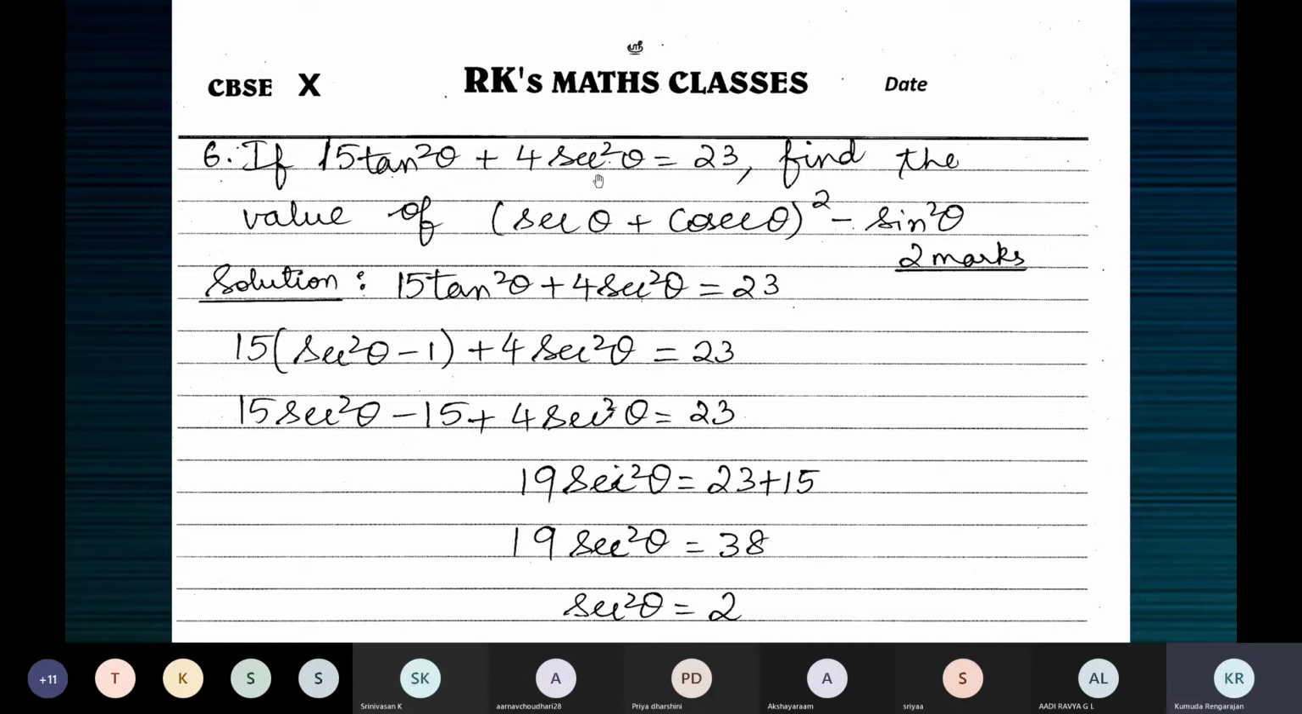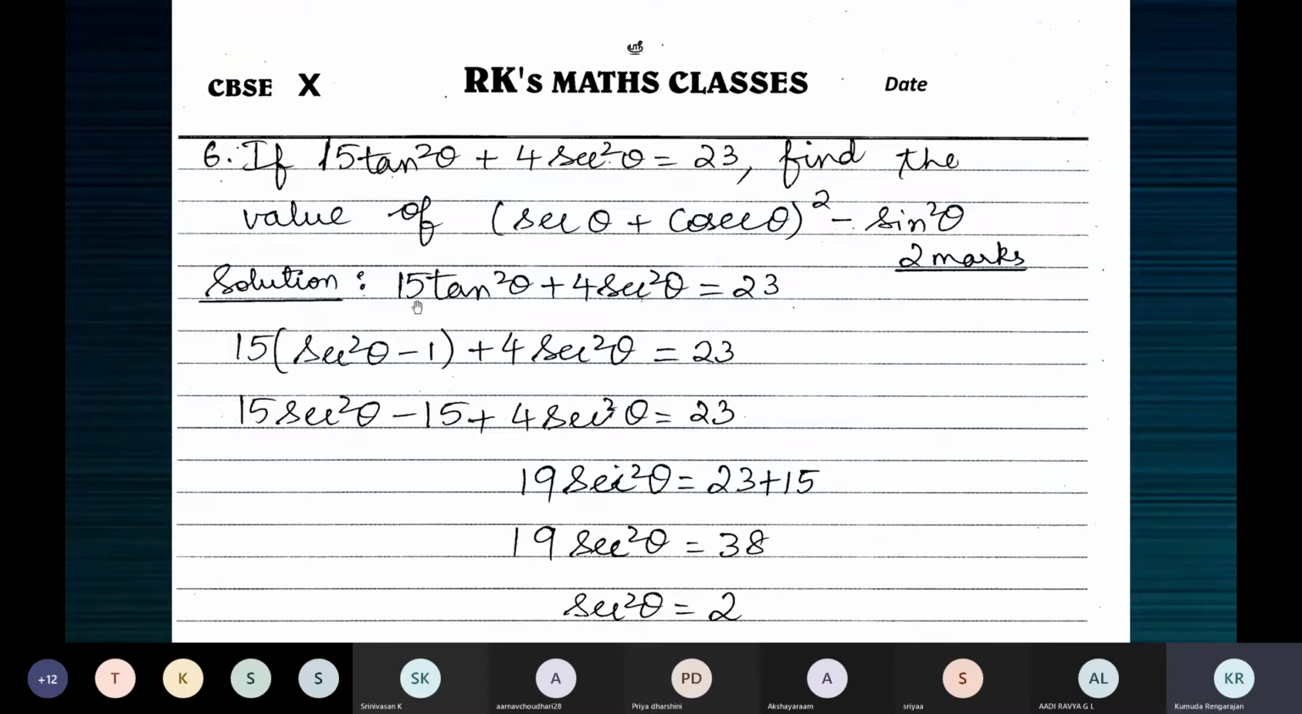So you must always have a goal and then make a plan to achieve your goal. Your goal is to have the value of any one ratio, sine theta or cos theta or tan theta, because after that you can proceed. Then you will make a right triangle and compute the other ratios. So your goal is, how do I find at least tan theta or at least secant theta from this? You can find any one of the two.